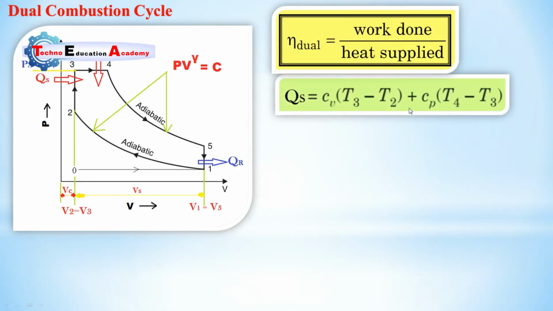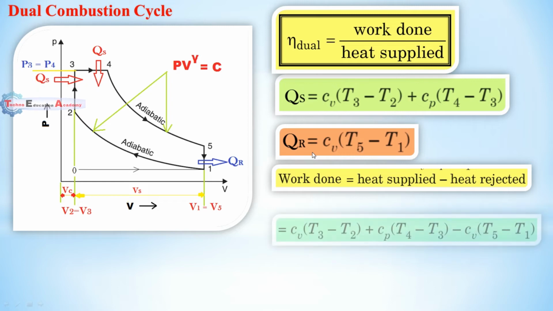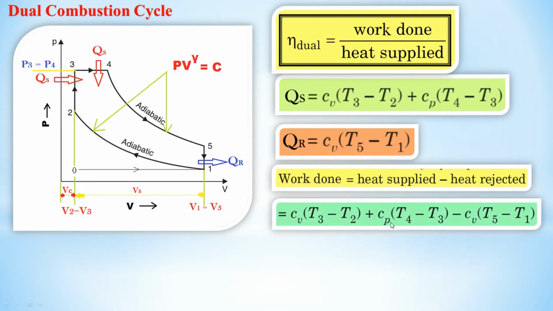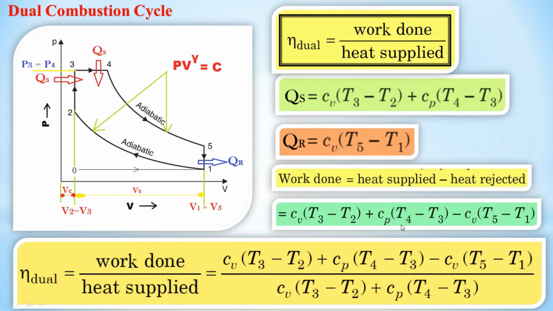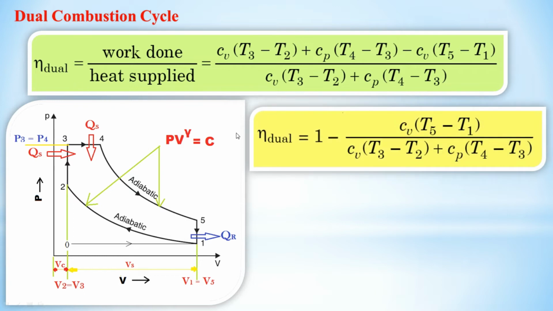So we have already derived the equation of heat supplied: heat supplied at constant volume plus heat supplied at constant pressure, and we have already derived the equation of heat rejection for process 5 to 1. So work done equals heat supply minus heat rejection. So put the value of heat supply and work done in the basic equation of efficiency. This is the work done, heat supply at constant volume and heat supplied at constant pressure. This is the total heat supply minus heat rejection, divided by heat supply. Further, we simplified this equation of efficiency for the dual cycle.